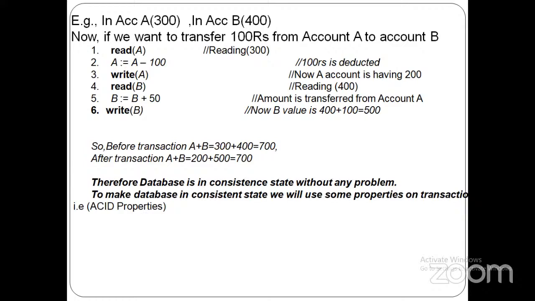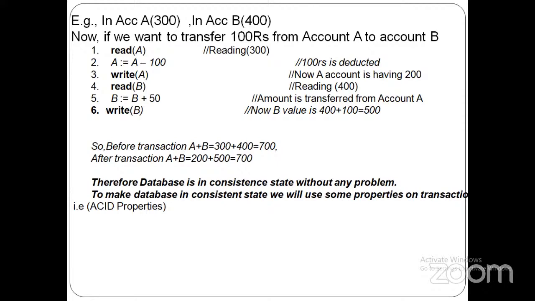Now see here, in account A we have 300 rupees. In account B we have 400 rupees. Both accounts are there. In account A, account name A, we have 300. In account B, we have 400. So now, if I want to transfer 100 rupees from account A to account B, what will happen? Suppose I need to write this type of program.